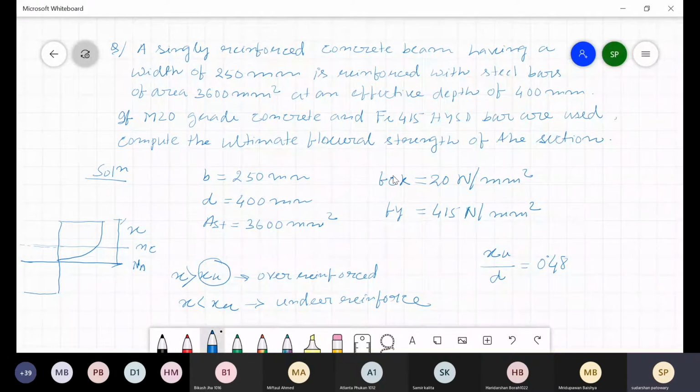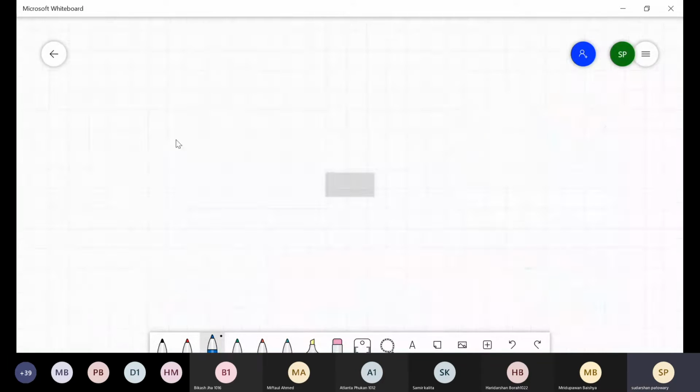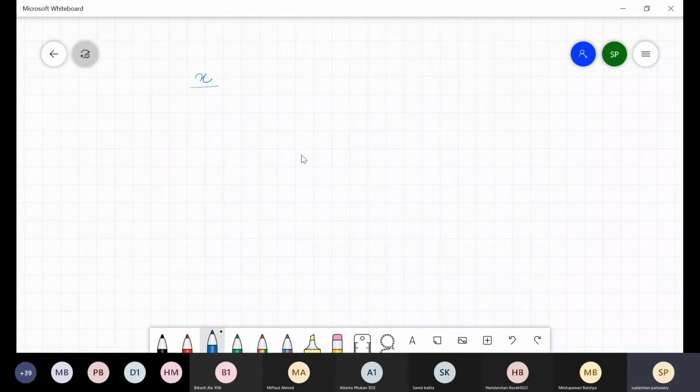So first of all, we will calculate X by D. X by D is equal to 0.87 fy Ast by 0.36 fck B D. This expression we already derived in the last class. Do you remember it? Yes, sir.